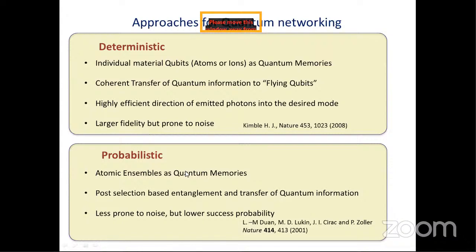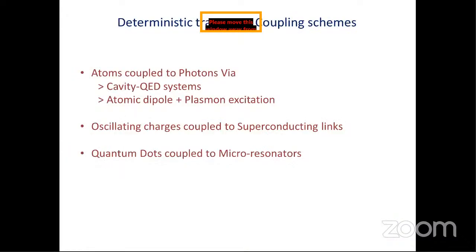Whereas in the probabilistic means, you use ensembles of atoms as quantum memories, and you rely on post-selection for taking out entangled photons and for transferring quantum information. This is less prone to noise. The success probability is low, but the number of trials that you get to do is much, much larger. So probabilistic also has certain advantages over deterministic.